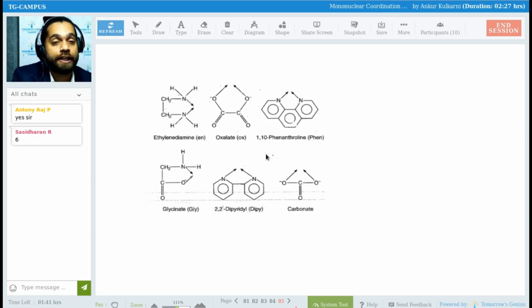See, look over here. This is your EN. Just now we did ethylene diamine, EN. Correct? Then you have OX, which is your oxalate. It also contains 2 oxygen donor atoms.